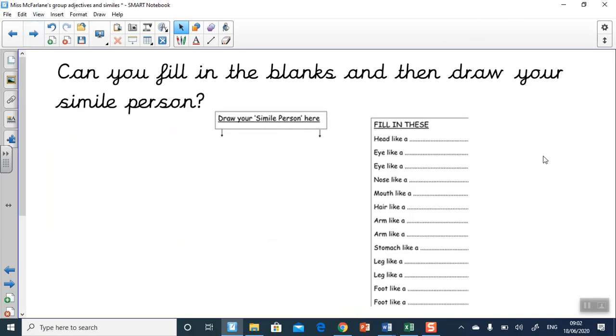Okay, so this is your last task. What I would like you to do is fill in these blanks here and then draw your simile person. So, head like a, whatever you want it to be like. Eye like a, whatever you want it to be like. Nose like a, mouth like a, hair like a. So here you might say hair like a lion's mane. You might say foot like a penguin's or something like that.